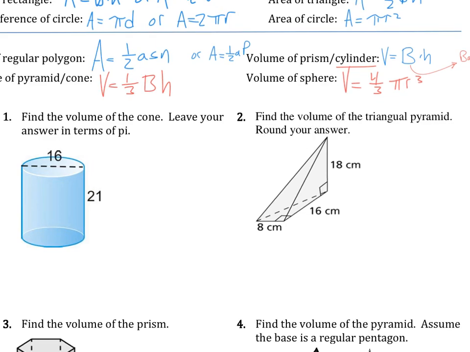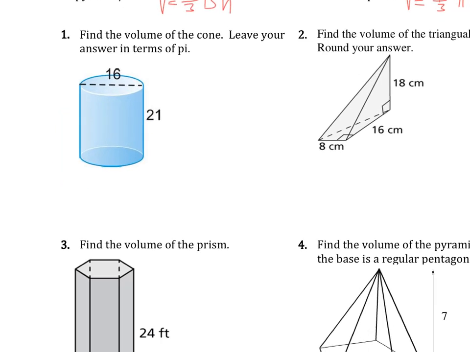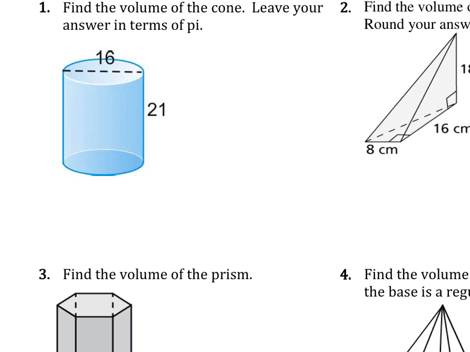Let's get into it now. Let's find the volume, and we're going to leave this in terms of pi. We've said volume equals base times height. It's a cylinder, so the base area is pi r squared. That's our special formula, because we're just finding the base area.